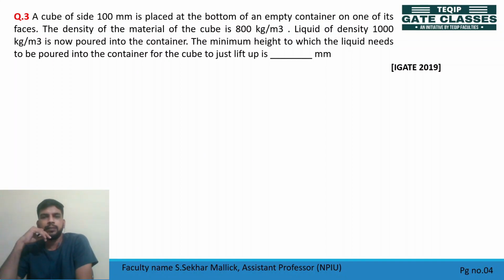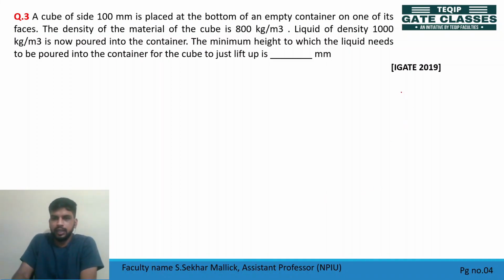Next, a cube of side 100 mm is placed at the bottom of an empty container on one of its faces. Okay, the density of the material of cube is given, liquid of density is given, is now poured into the container. The minimum height to which the liquid needs to be poured into the container for the cube to just lift up. क्वेश्चन समझ में आया कि नहीं?